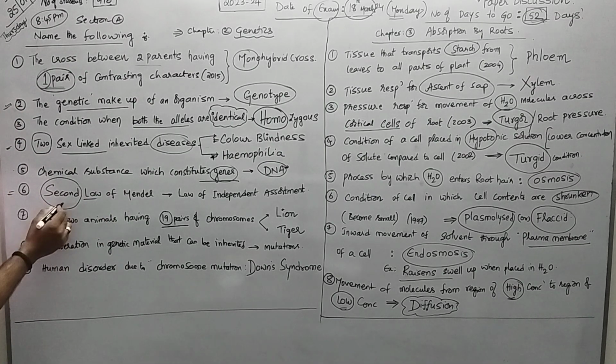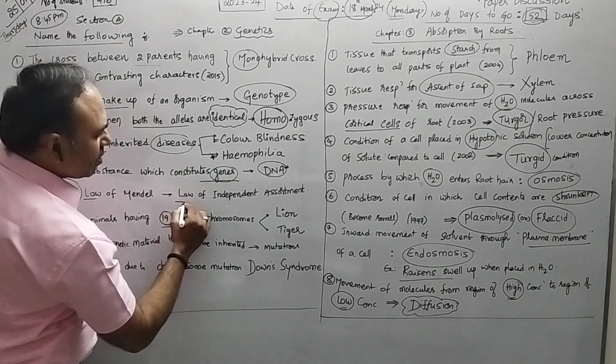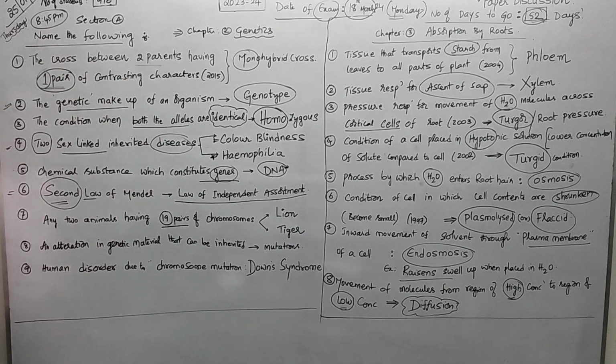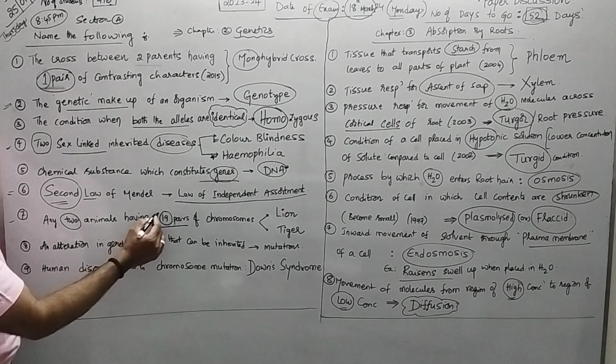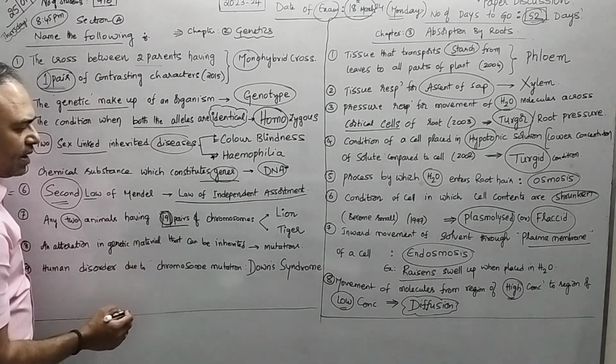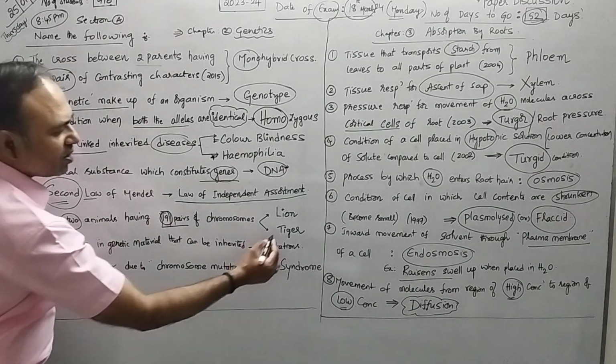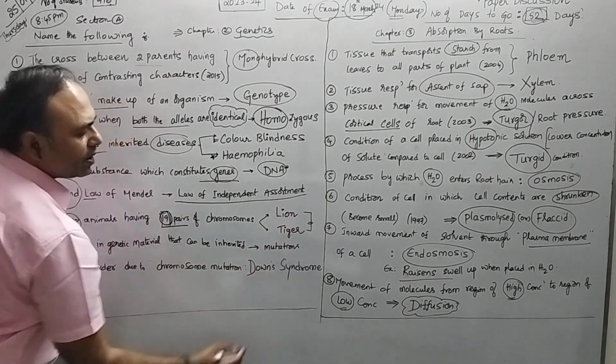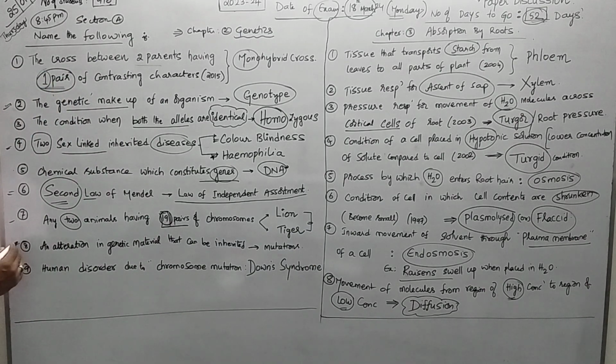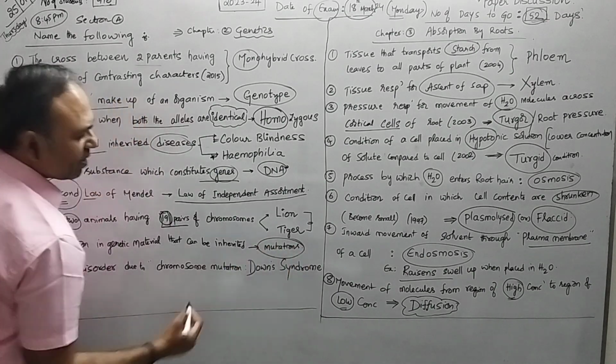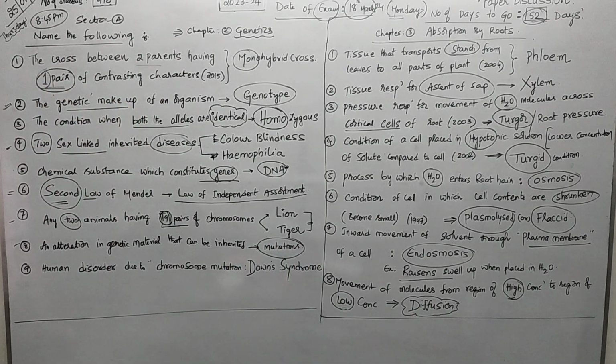Second law of Mendel. You have to just name the second law of Mendel, no need to explain anything there. It is known as the law of independent assortment. Any two animals which contain 19 pairs of chromosomes: a lion and a tiger. Question 8. An alteration in the genetic material that can be inherited is known as mutation.